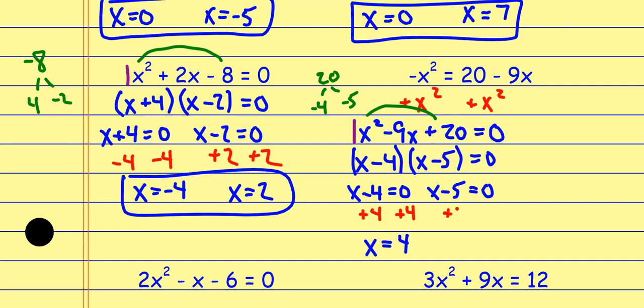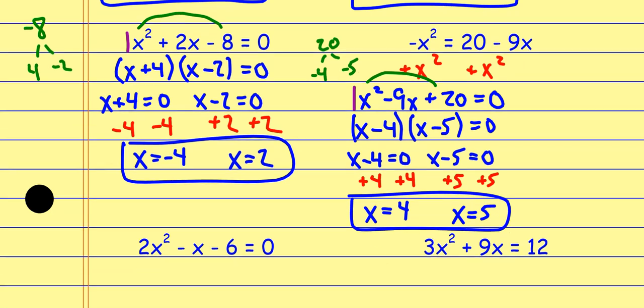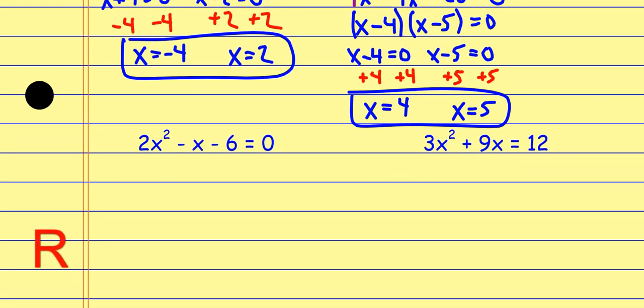This one I add the 5 to each side. So x equals 5. Piece of cake. If I look at the next one, again, it's set equal to 0, so I'm almost there. I just need this thing to be in factored form, so I build a bridge.